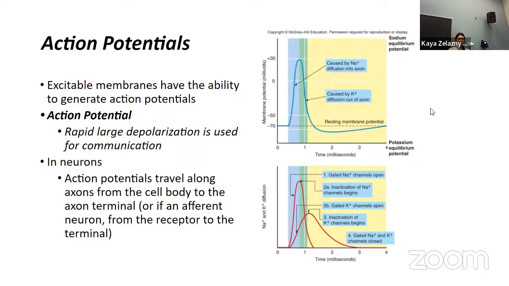So our excitable membranes are generating these action potentials. The action potential is a rapid, large depolarization for our communication. They're traveling from the cell body, starting at the axon hillock, all the way down to the axon terminal. We'll talk about what an afferent neuron means later, but basically when we start to talk about the nervous system structure as a whole, we're going to distinguish between nerves that are coming in and telling your brain things, those are going to be your afferent neurons, versus nerves that are going out and telling your body to do stuff, which are efferent neurons. So that's all that.